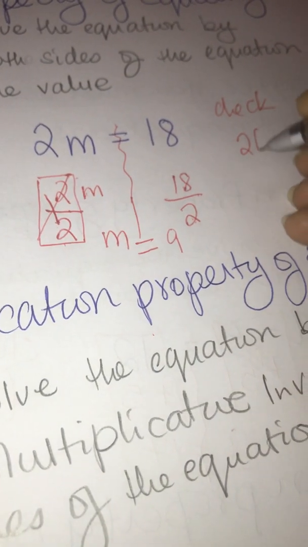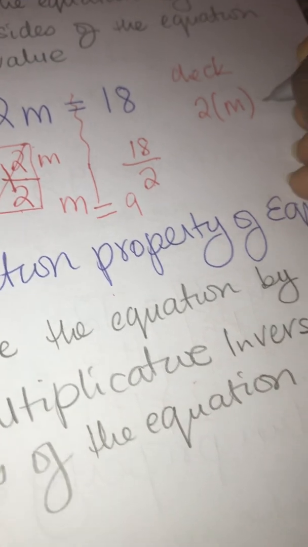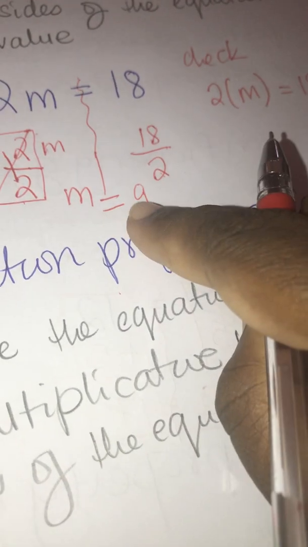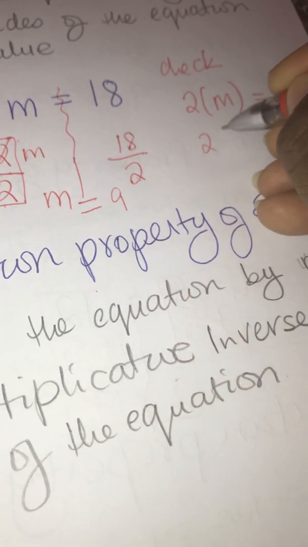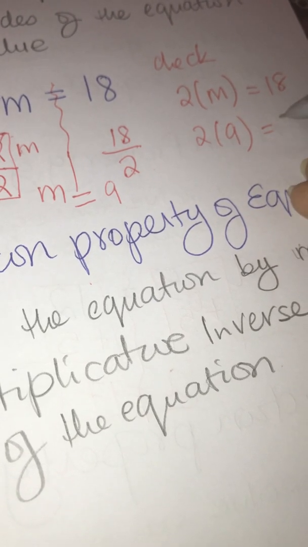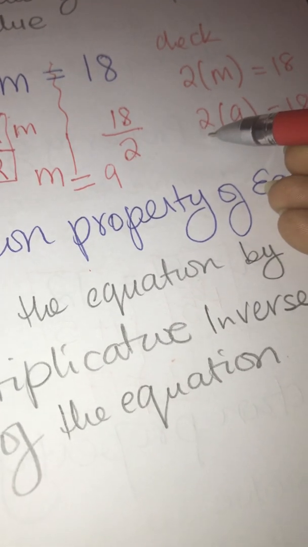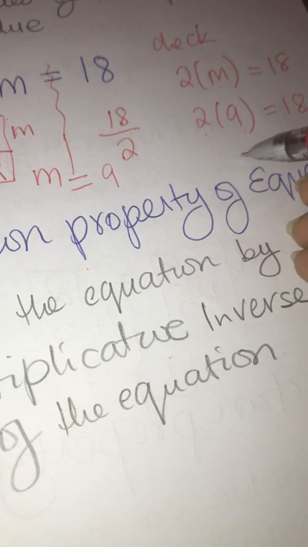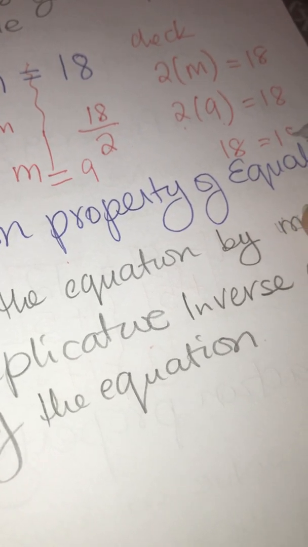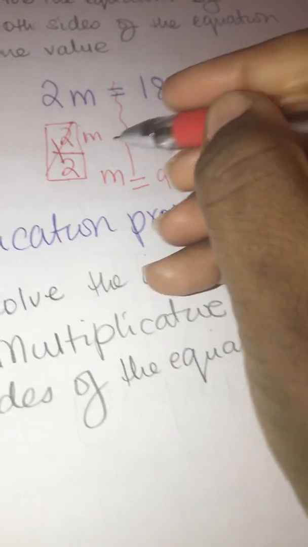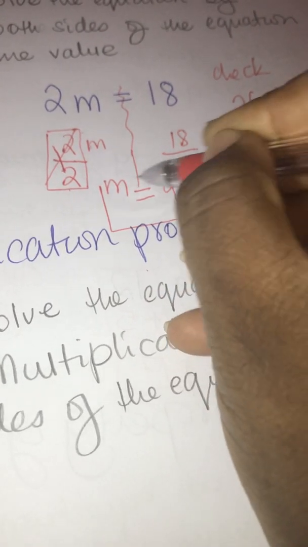So you're going to write 2 in brackets m equals 18. Our m is 9. 2 bracket 9 is equal to 18. This reads as 2 times 9. 18 equals 18, and you put the check mark and box your answer.